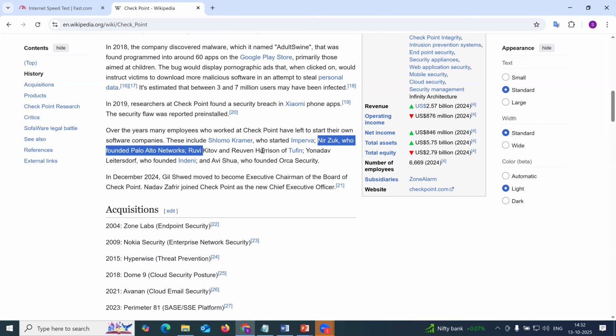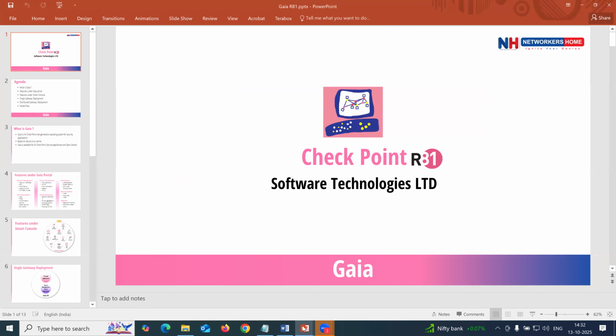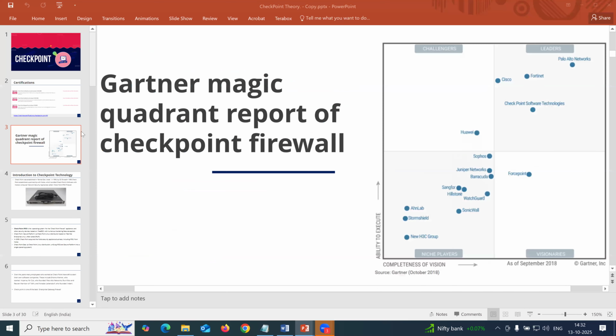You can see here Fortinet and other firewalls, because those guys had left this company to start their own software companies. So the same guys split again. They created their own companies. And one of the famous companies, the topmost company in the current days, is Palo Alto. Okay. Right now also, Checkpoint Firewall is in third position worldwide as a firewall.